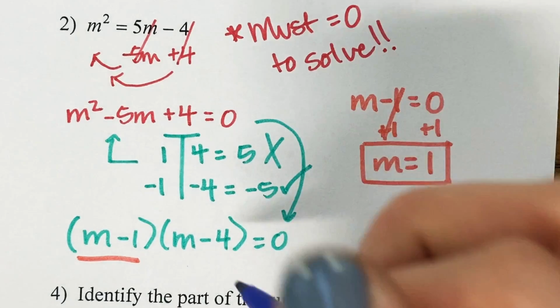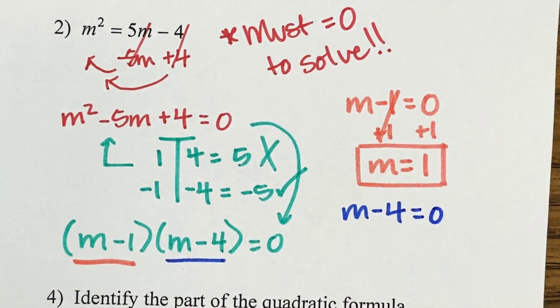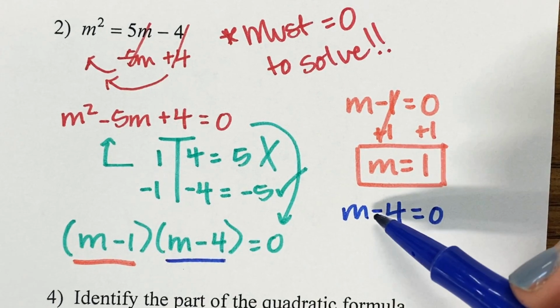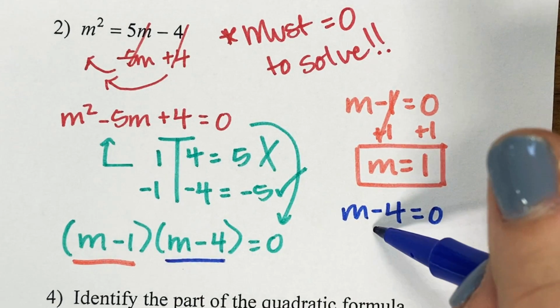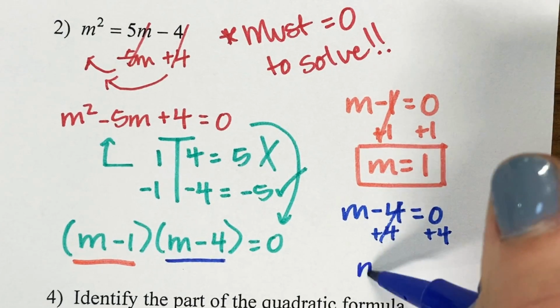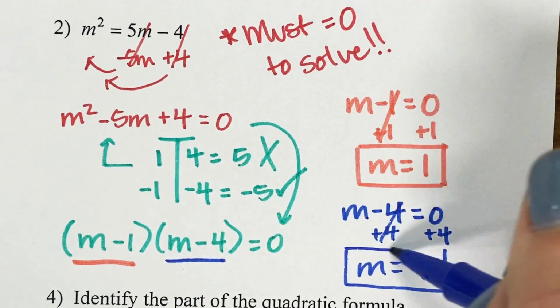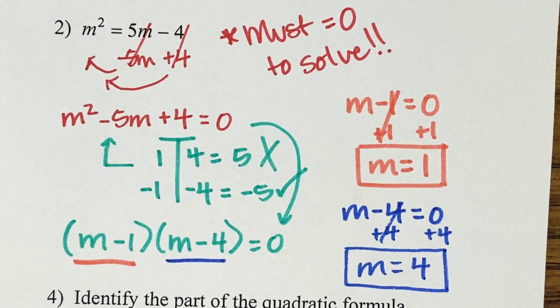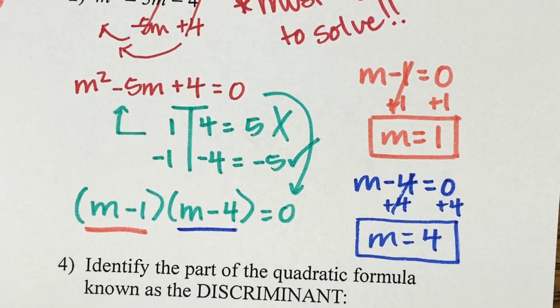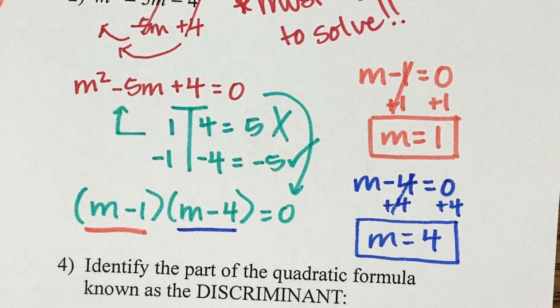Now I need to find my second answer, so I take m minus 4, set it equal to 0. What is the opposite of minus 4? It's going to be to add 4. So we know our next answer is m equals positive 4. And there we go. Remember, in quadratics, we always get 2 answers.